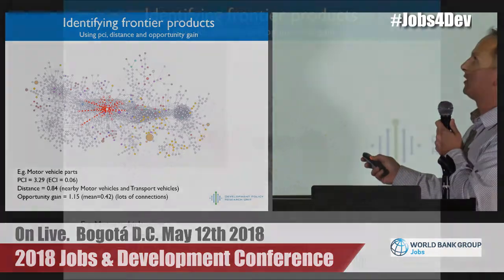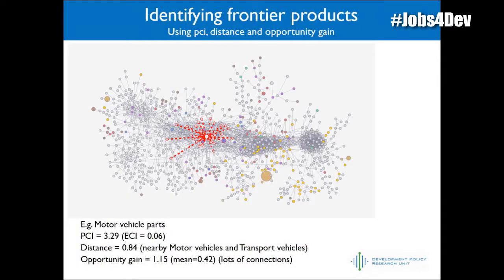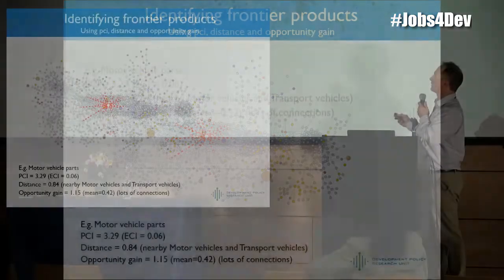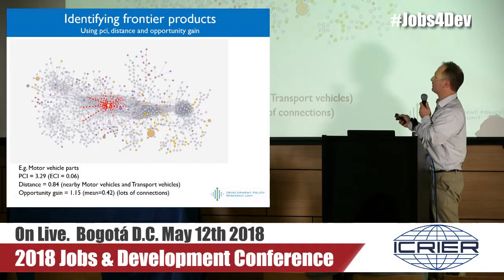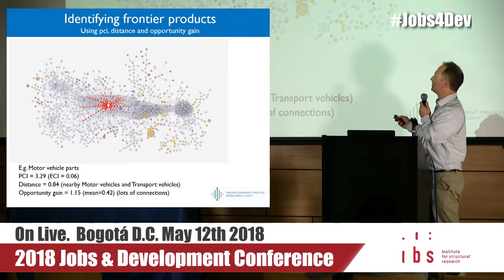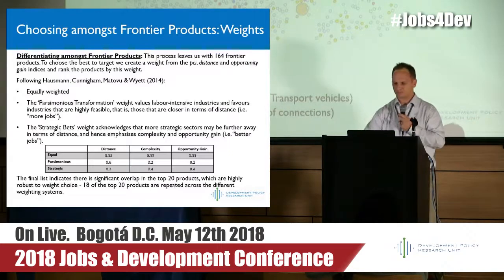And we're saying it's got to be a more complex product, so motor vehicle parts. It's more complex than our ECI. It's got to be relatively close, so the distance from motor vehicle parts to motor vehicles is relatively small. So the capabilities inherent in this product are similar to those needed for motor vehicle parts. So it's feasible in terms of the jump, and then the opportunity gain represented by these red dotted lines suggests that if you jump into here, there's a lot of diversification opportunities that would arise.